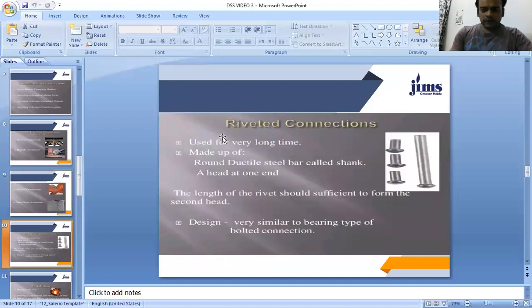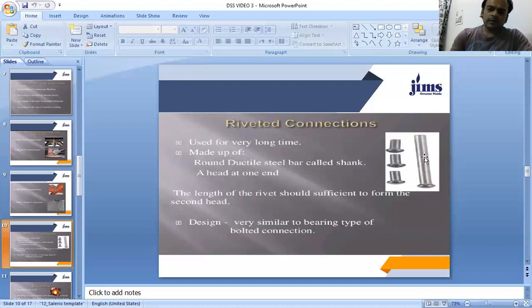To start with the connections, we will discuss rivet connections first. See this diagram. This is a rivet. It doesn't have any threading over the shank. If there were threads, it might be called a bolt. But here no threading is there, so it is a rivet. It is made up of a round ductile steel bar called the shank. This is the shank, and this is the head of the rivet. The length of the rivet should be sufficient to form the second end.